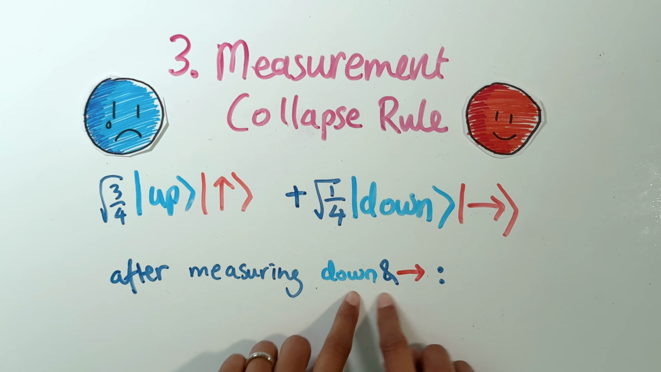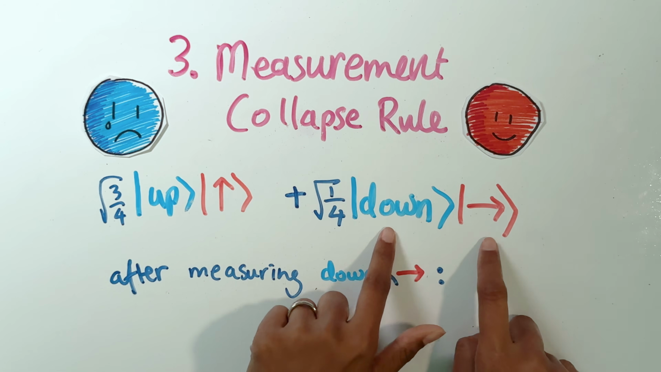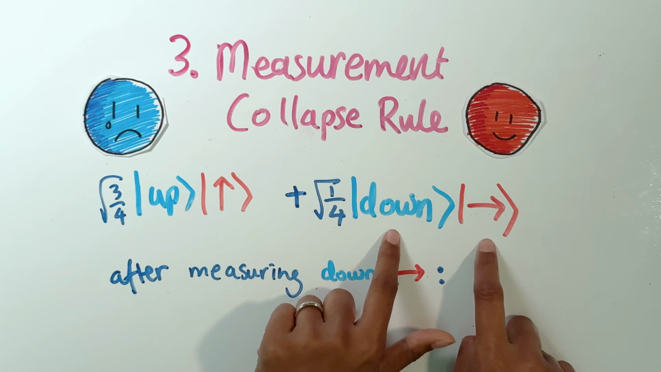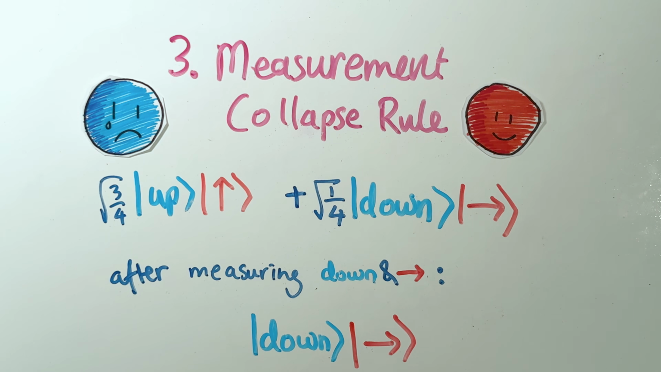Well, in this case, it's very similar to the measurement collapse rule for one particle. You look at the part of the state that represents this outcome, which is this one, and you leave that part and you delete everything else. So you're left with this. And I got rid of this coefficient as well because I need to renormalize this state so that this has length 1 and this has length 1. So this vector now has length 1, and this is our new post-measurement state.